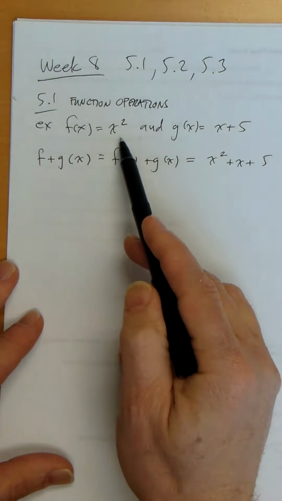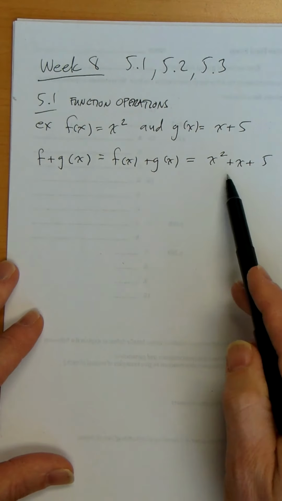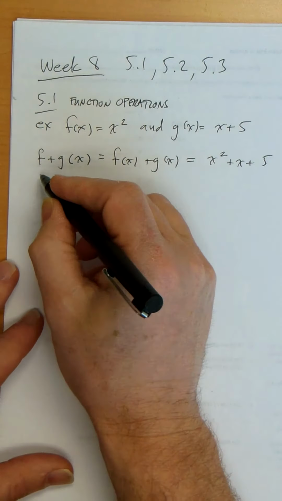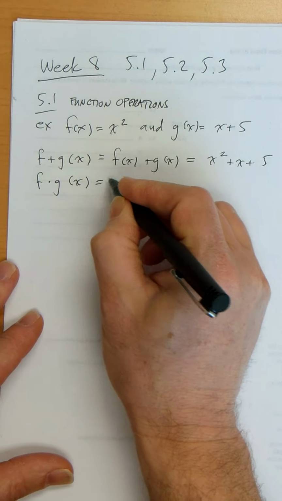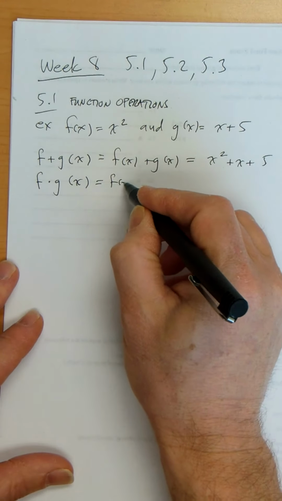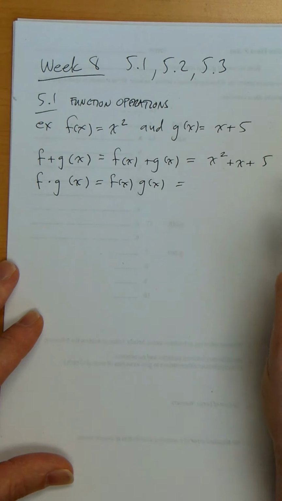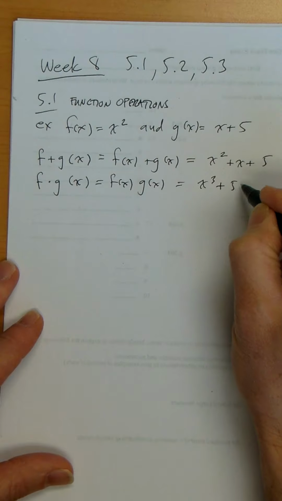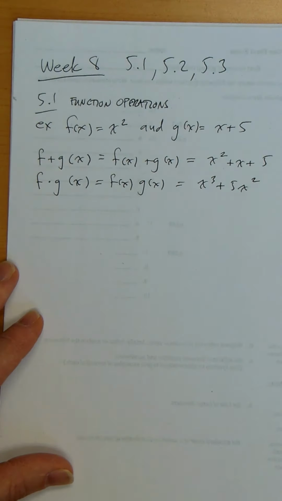So if f of x is x squared and g of x is x plus 5, f plus g of x is the function x squared plus x plus 5, right? Just add the formulas together. And similarly, f times g of x is just the product of the two formulas. I could simplify that to x cubed plus 5x squared. See what I'm doing? Just multiplying the two formulas together.